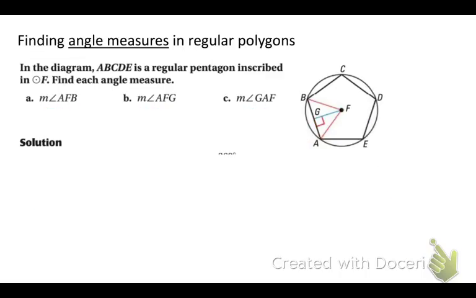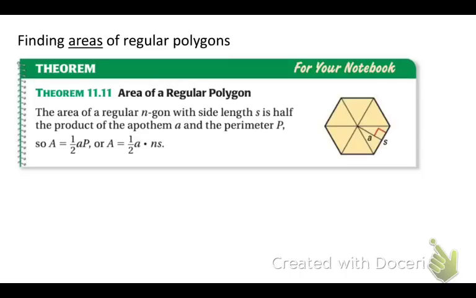So next on the agenda. Now we're going to use this information to find areas of regular polygons. Now remember, this only works for regular polygons, not for any other kind of polygon. And regular polygons are really special because all their sides and all their angles are congruent. And you don't find those a lot. So these are truly special.